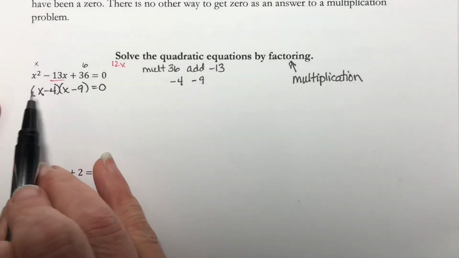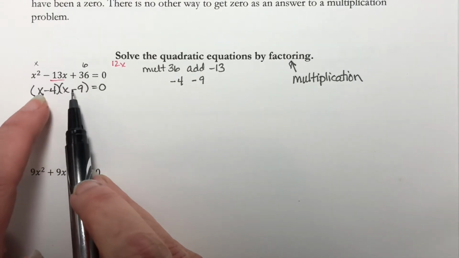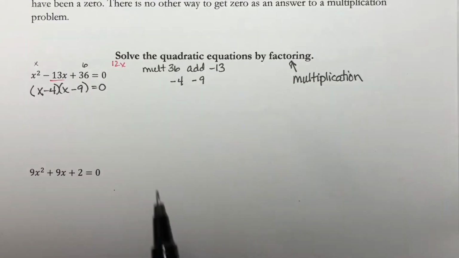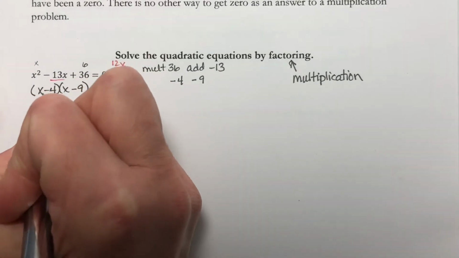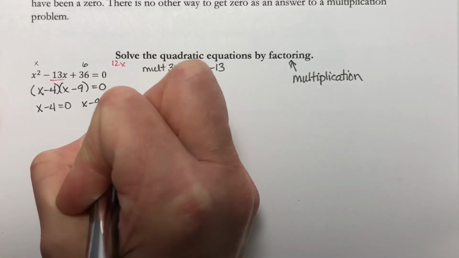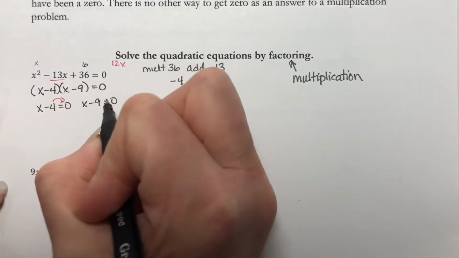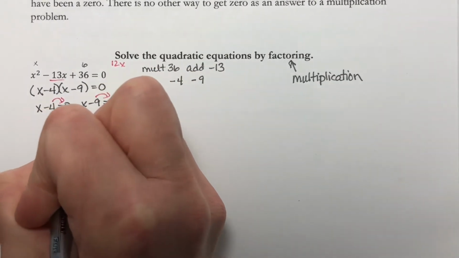Now we have two things multiplied together. If I were to plug in a number for x, I would do these subtractions, and then I would take those answers and multiply them. So the very last thing I would do is a multiplication, so this thing is factored. Now we take each factor and set it equal to 0. So x minus 4 equals 0, x minus 9 equals 0. I'll solve each of these, move the 4 over, move the 9 over, and you get x equals 4 and x equals 9.